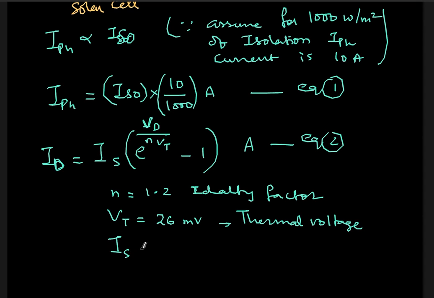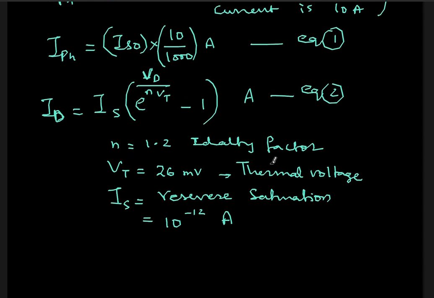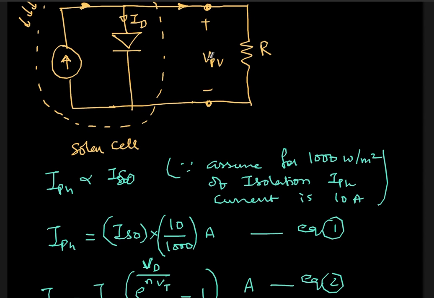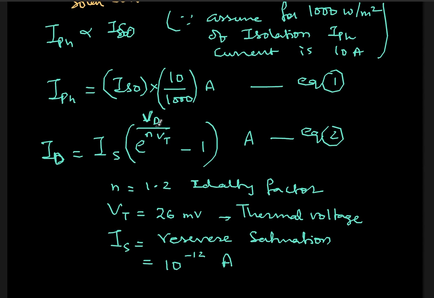Is is the reverse saturation current, and typically the value will be 10 to the power of minus 12 amperes. So it is a very low current. And then e to the power, and then this is 1. So I think I have defined everything needed to calculate ID as a function of Vd. Sorry, this Vd is the voltage of the diode, but I have given VPV as the notation, so let me change it to VPV.